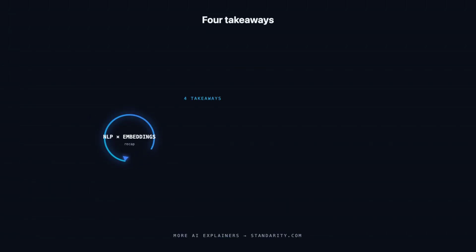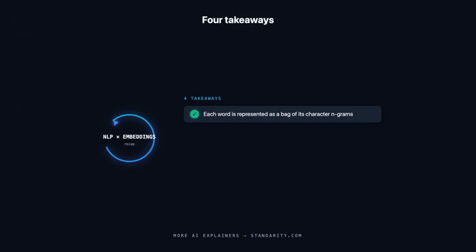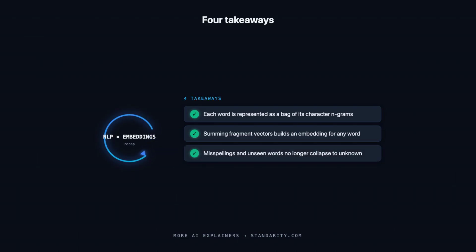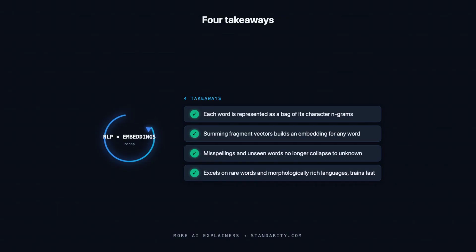Alright, let us lock in what matters. fastText takes the word2vec idea and represents each word as a bag of its character n-grams, instead of as one atomic token. Because a word is composed from its fragments, the model can build an embedding for any string, including misspellings and words it never saw, so the out-of-vocabulary problem vanishes. This makes fastText especially strong on rare words and morphologically rich languages, and its companion classifier trains extremely fast, even on a single processor. Its main cost is a bigger model holding all those fragment vectors, and each word still gets one static vector regardless of context.